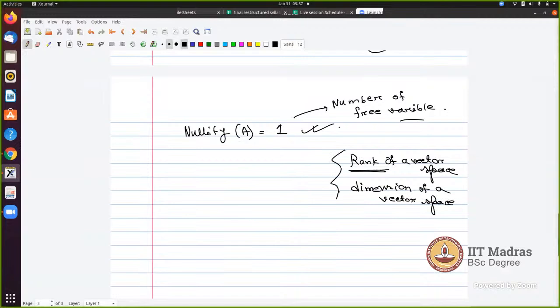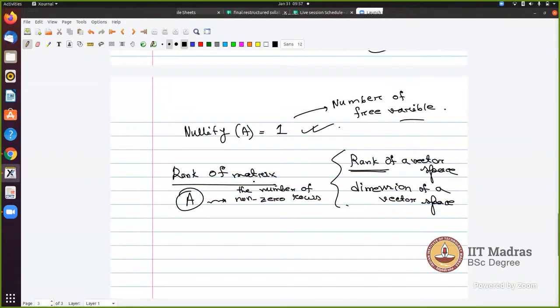Rank of a matrix is a different thing. Suppose I start with a matrix and do row reduction to reduced row echelon form. The number of non-zero rows will give me the rank of the matrix. These two are different things. And the dimension of a vector space is different; it is the cardinality of a basis.